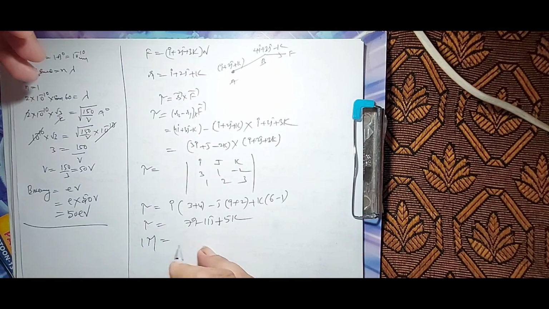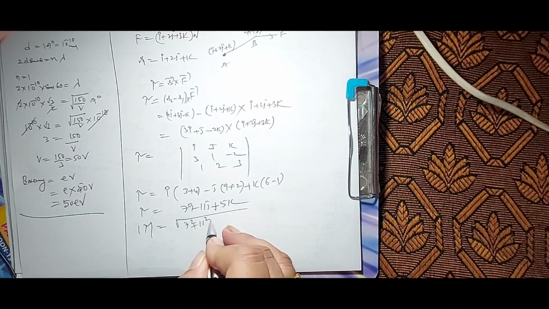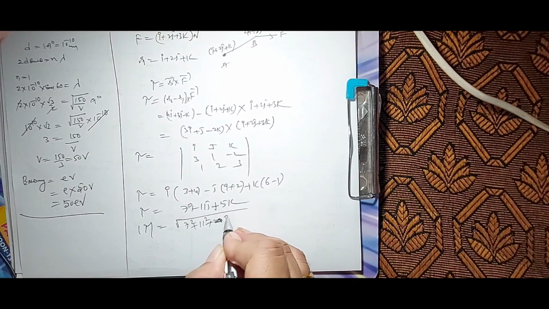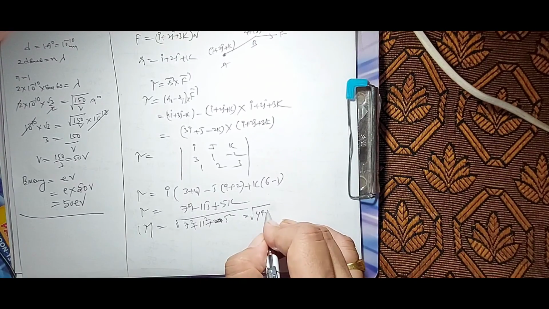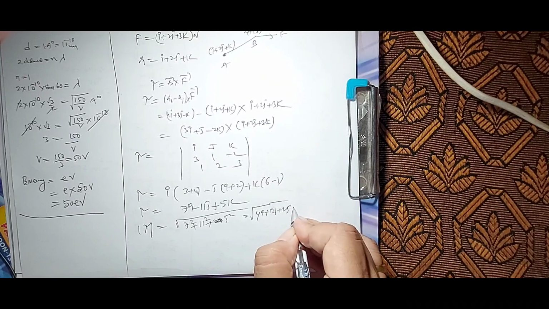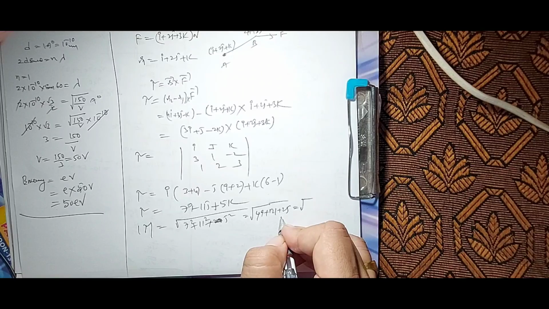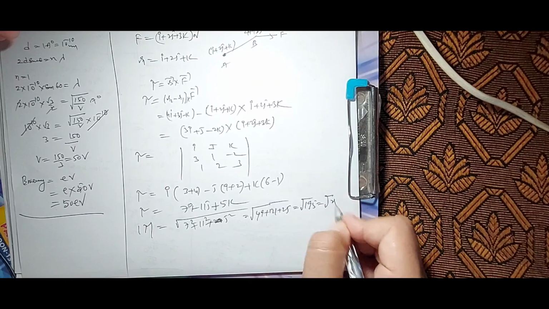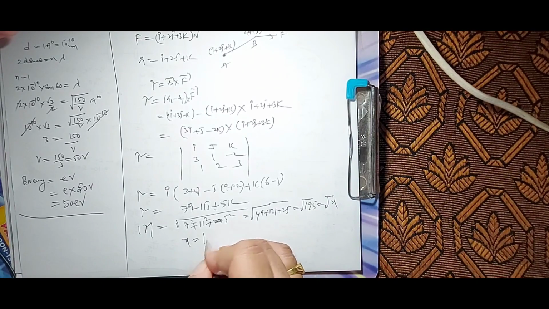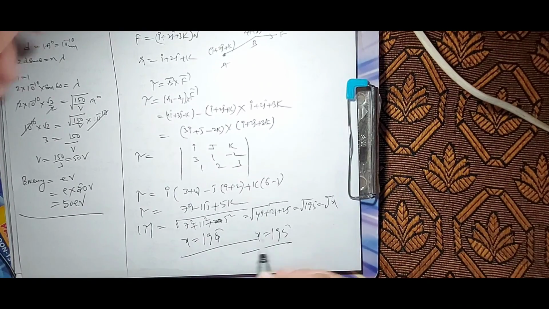So magnitude of torque is equal to square root of 7 square plus 11 square plus 5 square, that is equal to root of 49 plus 121 plus 25, which is root 195, that is equal, according to problem, root x they given. So x is equal to how much value we get, 195. X is equal to 195, we get answer. So this is our answer.